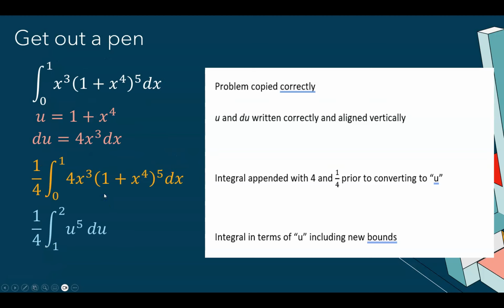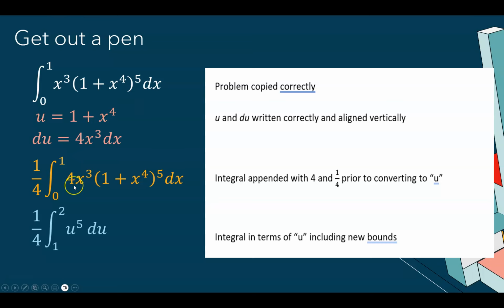So here's what I would be looking for. Here's what you should check to make sure if you did this along with us. Did you copy the problem correctly? Then you should have u equals 1 plus x to the 4th written directly underneath that, and du directly underneath that, 4x cubed dx. Watch out for this dx in pink and this dx up here. For some reason, people forget those. So that's the first 2 points I'd be looking for.